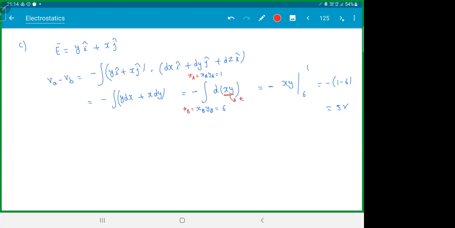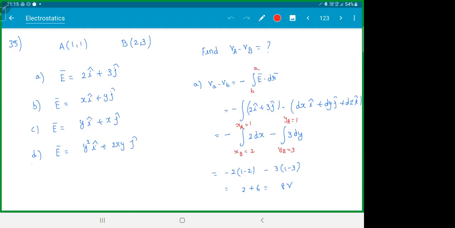Please check this once. Can you try the d part? Try the d part. This is also a perfect differential. Now you need to figure it out.